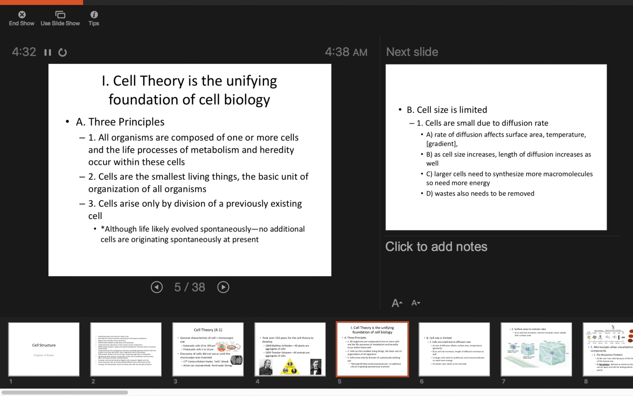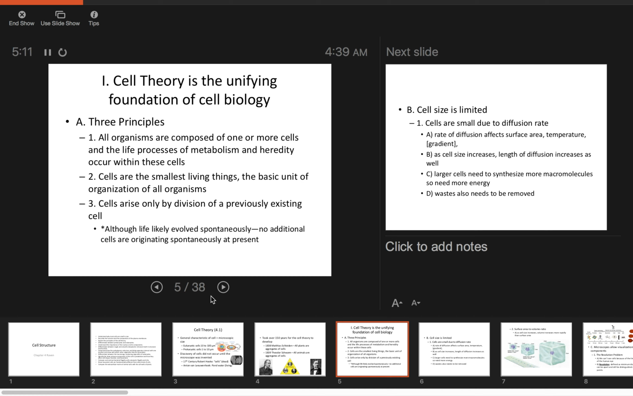So here are the 3 principles of the cell theory. All organisms are composed of one or more cells, and the life processes of metabolism and heredity occur within these cells. Usually I just say all organisms are made of cells. Cells are the smallest living things, the basic unit of organization of all organisms, or maybe you learned in biology or life science, cells are the basic unit of life, okay? Until we come across a living thing that is not made up of cells, this statement will hold. And then cells arise only by division of a previously existing cell. So cells come from other cells.